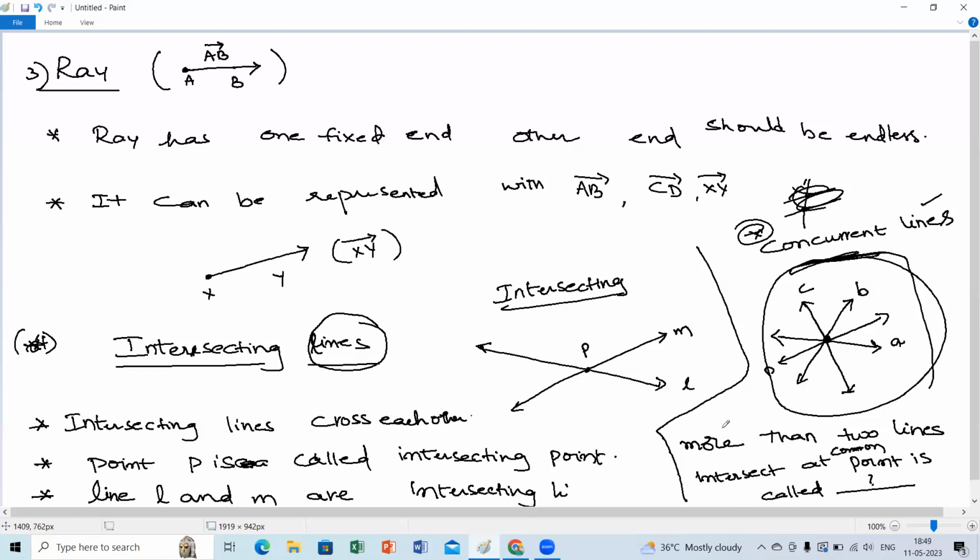Come on, children. Hope you understood, children. Advika, did you understand the point? Yes, ma'am. More than two lines intersecting at a common point, such lines we call concurrent lines. If two lines meet at a point, we can call them intersecting lines. Very important point, children. Now we will go with the parallel lines, then a small quiz.